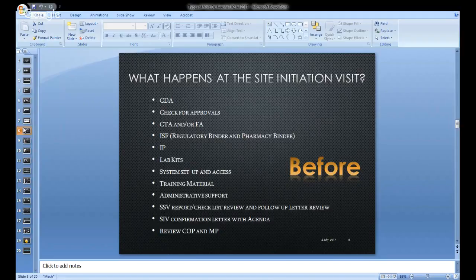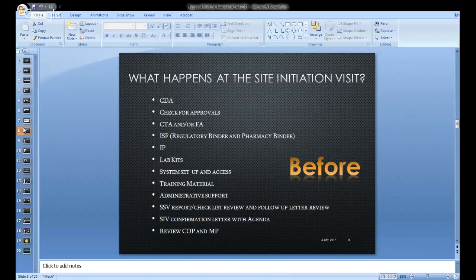First and foremost, the first document, CDA, Confidentiality Agreement. Ensure that the CDA is very well executed and readily available for a final review. So before you go for the site initiation visit, ensure that you, as a research professional at the CRO or a sponsor's end, have the CDA signed, fully executed, available with you.